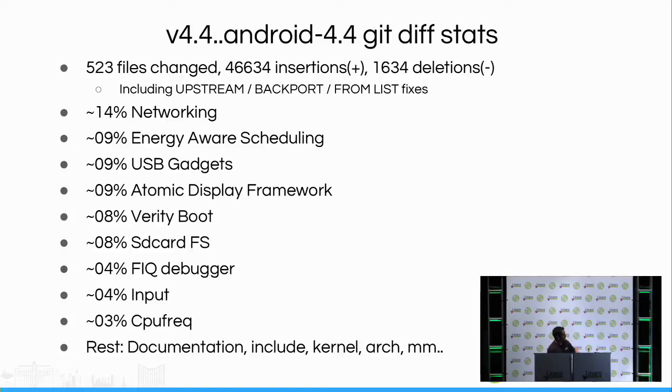And here's the breakup of Android patches in the Linux 4.4 tree. Most of the Android patches went into networking core, then energy-aware scheduling, which was recently added. USB gadget is there, ADF, Verity boot, and all these things. I'll cover most of these patches in some detail based on my understanding of them, and we will see what their upstream history is. Have we ever tried to upstream them, why were they rejected at that time, and what are we doing now, if we are doing anything at all.